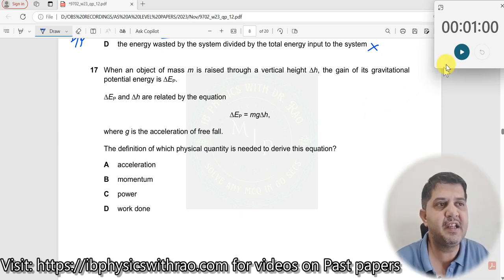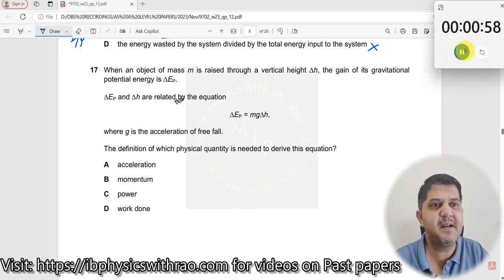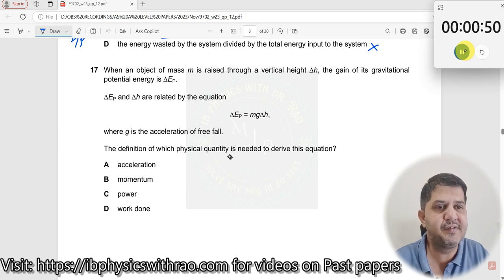Question number 17. When an object of mass m is raised through a vertical height delta h, its gain of gravitational potential energy is given by this formula. g is the acceleration due to free fall. Definition of which physical quantity is needed to derive this equation?